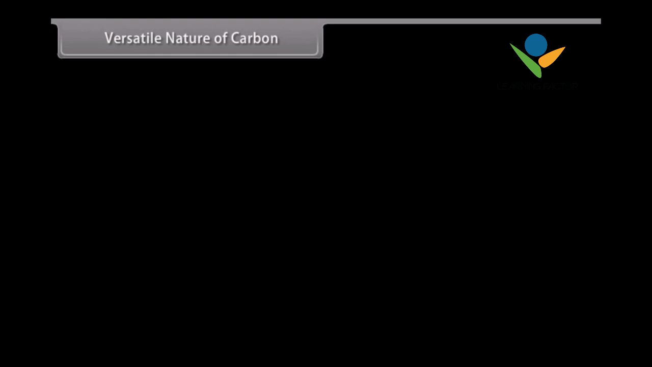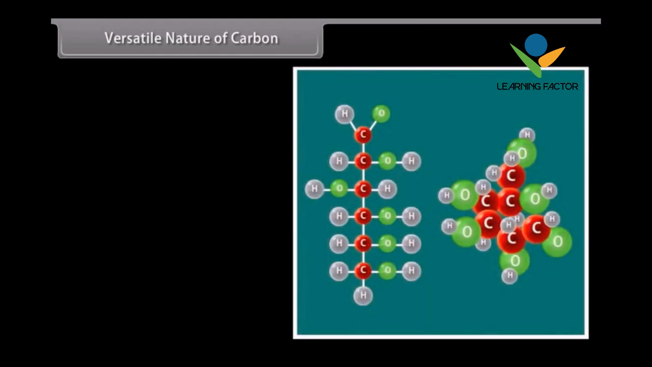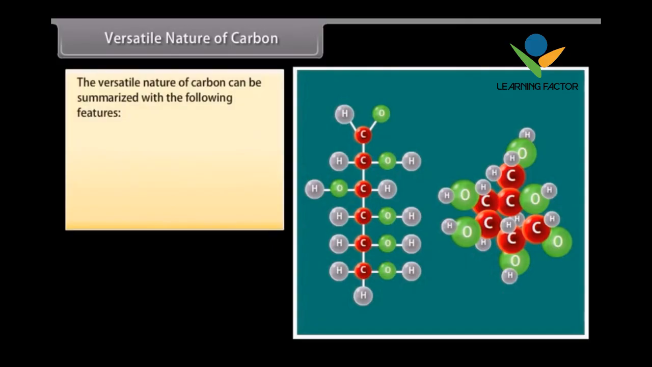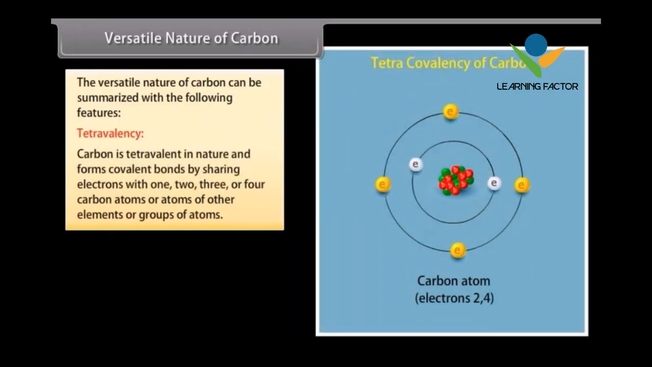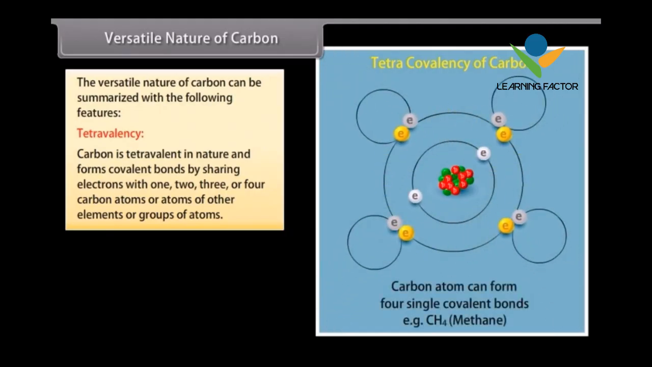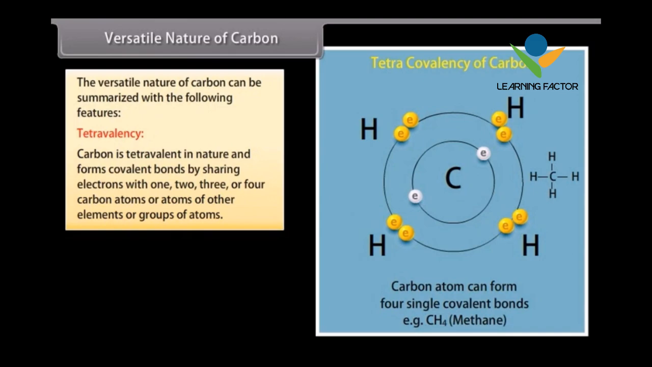Versatile nature of carbon. Organic compounds are made up of carbon, hydrogen, oxygen, and a few other elements. The unique nature of the carbon atom and the arrangement of the bonds carbon forms with other atoms enable formation of organic compounds. Tetravalency. Carbon is tetravalent in nature. It always forms covalent bonds by sharing electrons with 1, 2, 3, or 4 carbon atoms or atoms of other elements or groups of atoms.